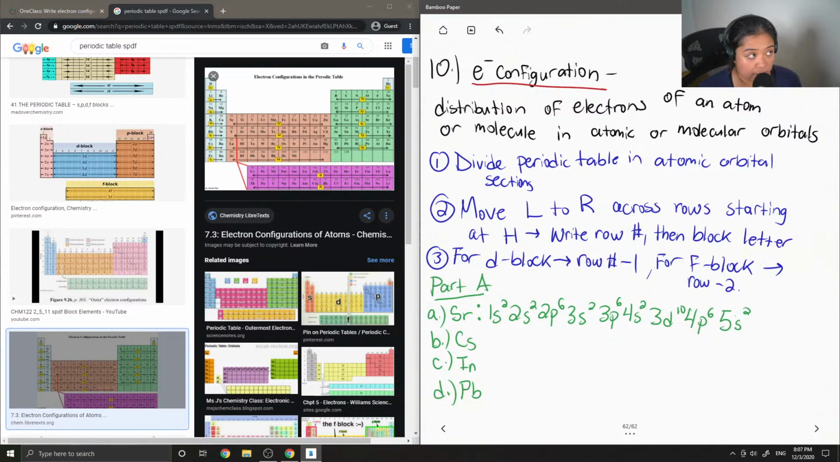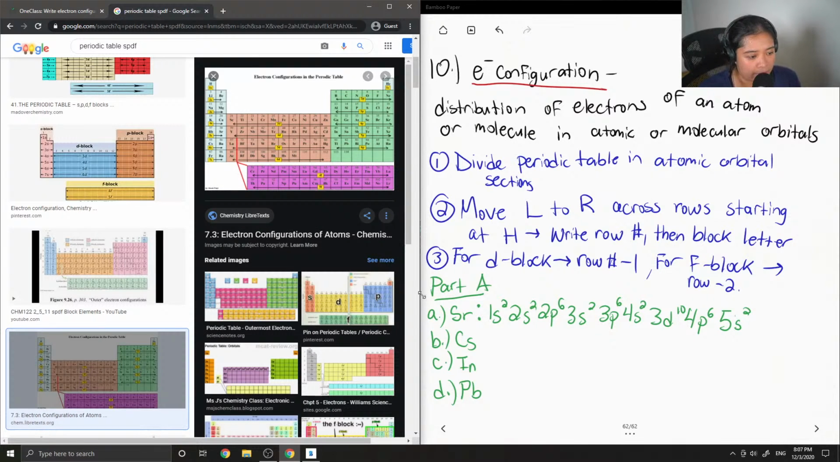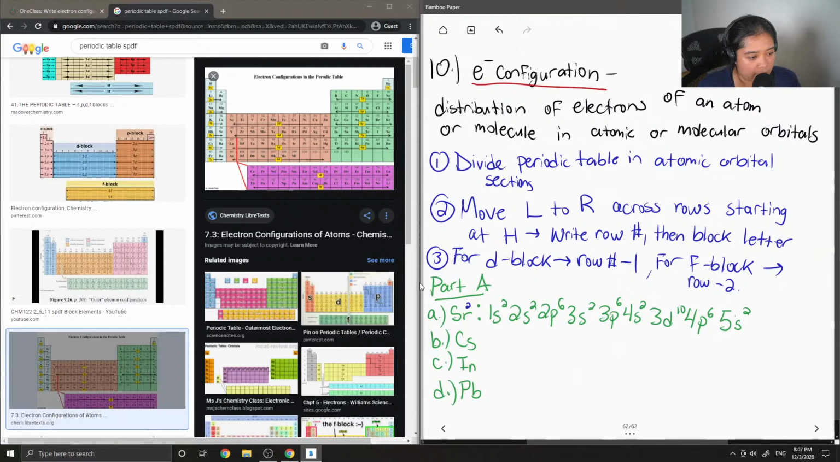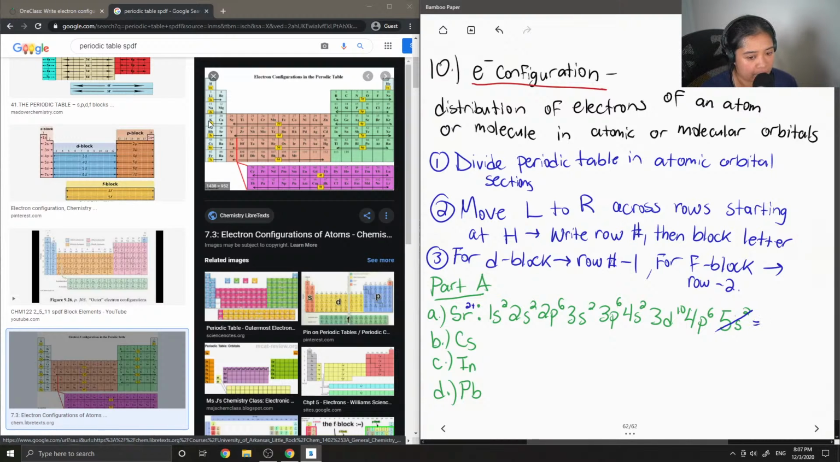So the question asks for the electron configuration of the 2+ ion. When we have 2+, this means that electrons were removed, since electrons have a -1 charge. So basically, we just need to take out the last 2 electrons. Now its electron configuration changes, and we actually get the same electron configuration as krypton. So I'm just going to write it like this.